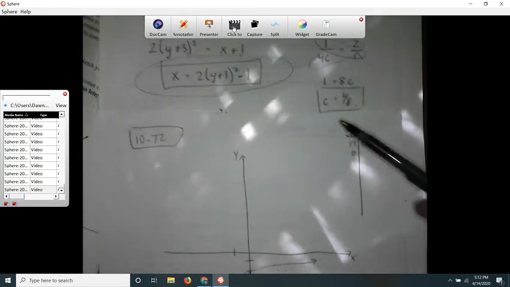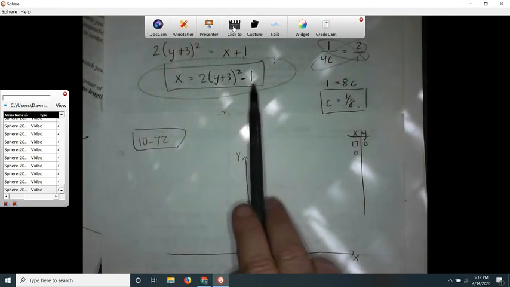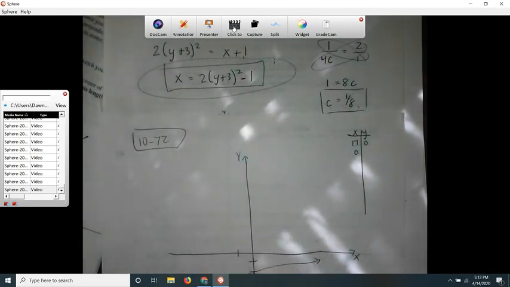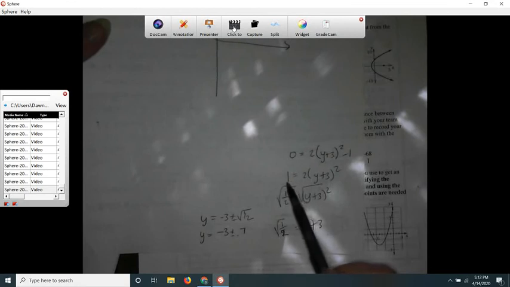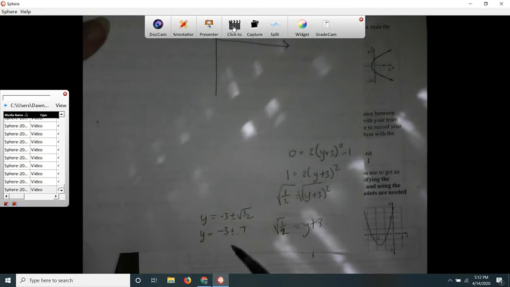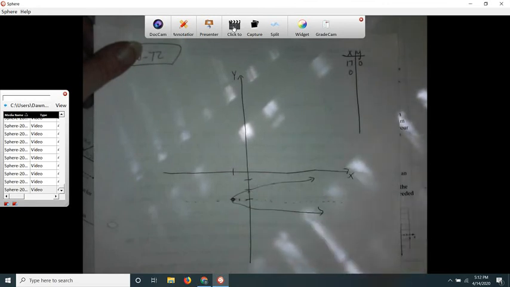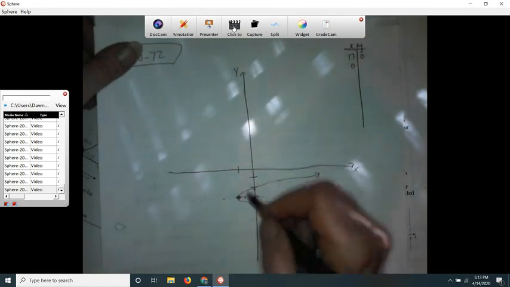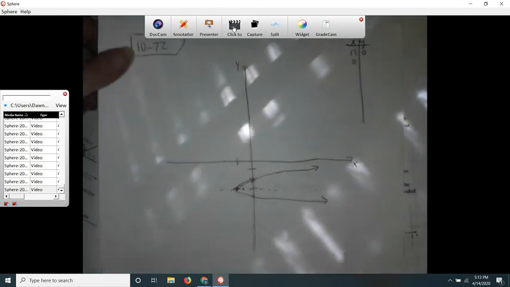I decided instead to plug in a 0 for x. So if I plug in a 0 for x, I add 1 to both sides, divide both sides by 2, square root both sides, and then subtract 3 from both sides, and I get that when x is 0, y is -3 plus or minus 0.7. And that makes sense because there's -3 plus or minus 0.7. So I know there's a point here and here. It's supposed to look like it's going through them. And that's a good enough graph for now.